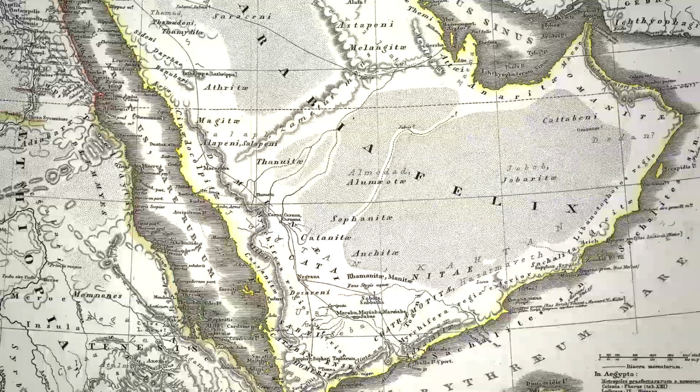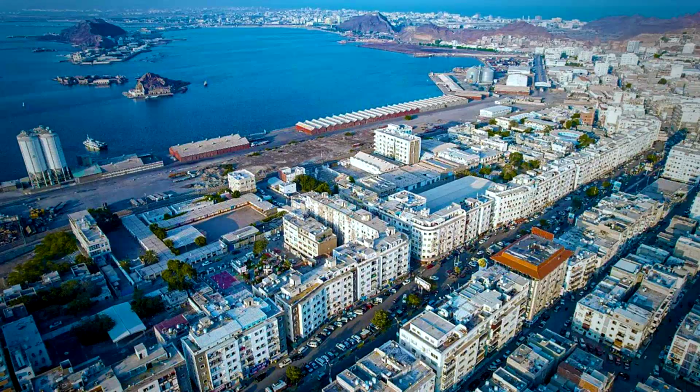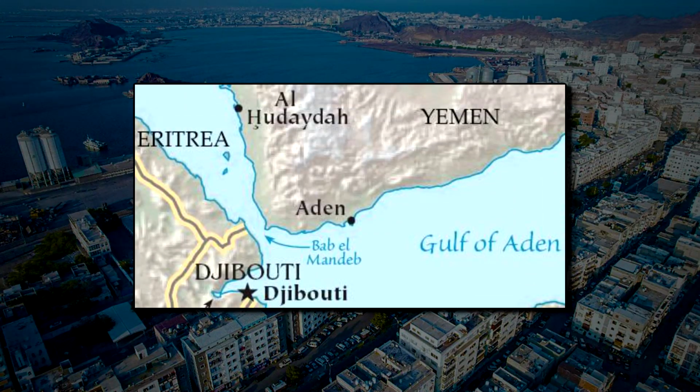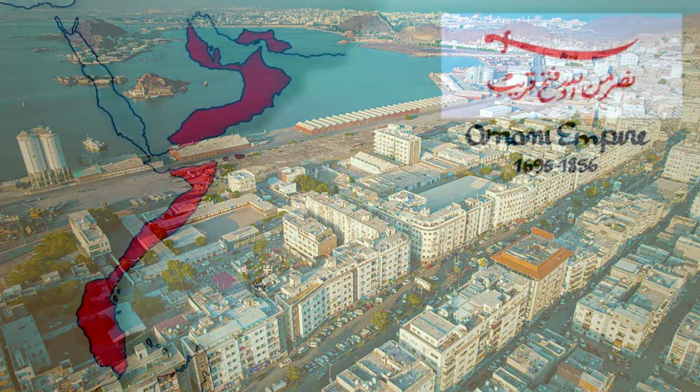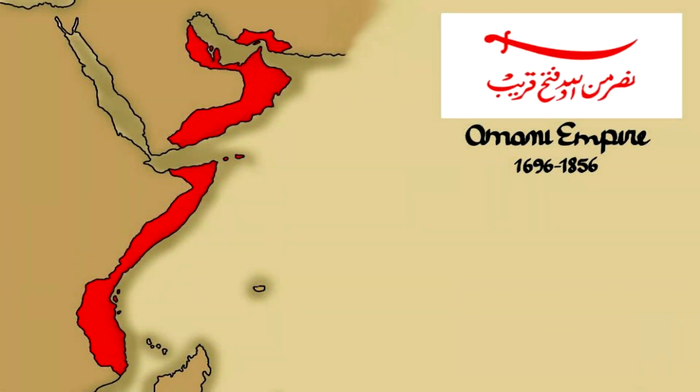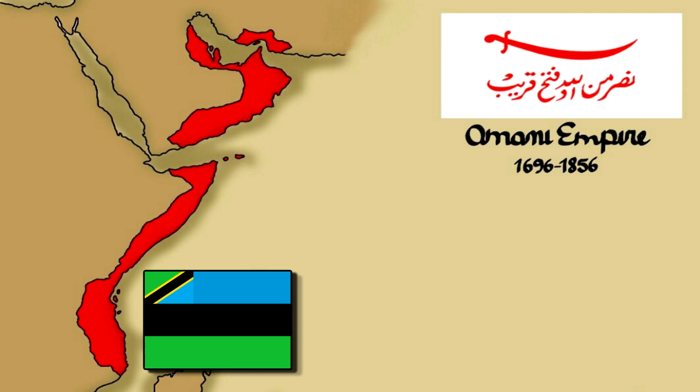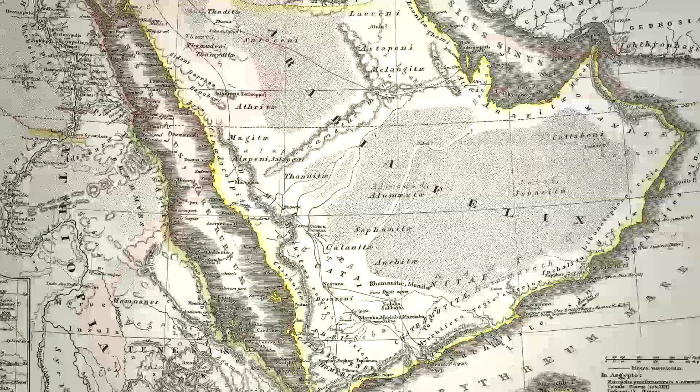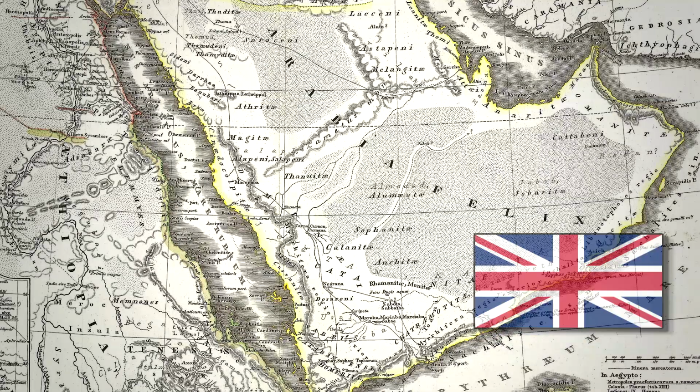There are a few exceptions. The city of Aden in Yemen became a strategic city as it lies near the Bab al-Mandab Strait, which connects the Red Sea to the Indian Ocean. The Omani Empire was also a maritime empire that stretched all the way to modern-day Tanzania in Zanzibar. Things changed with the arrival of the British.